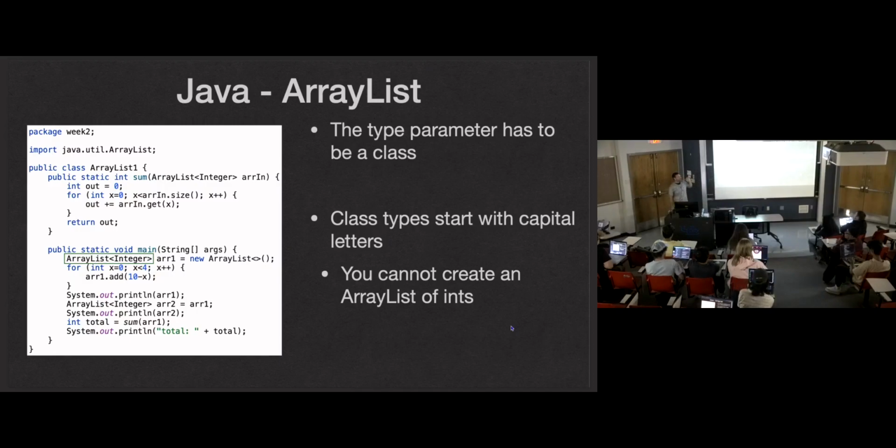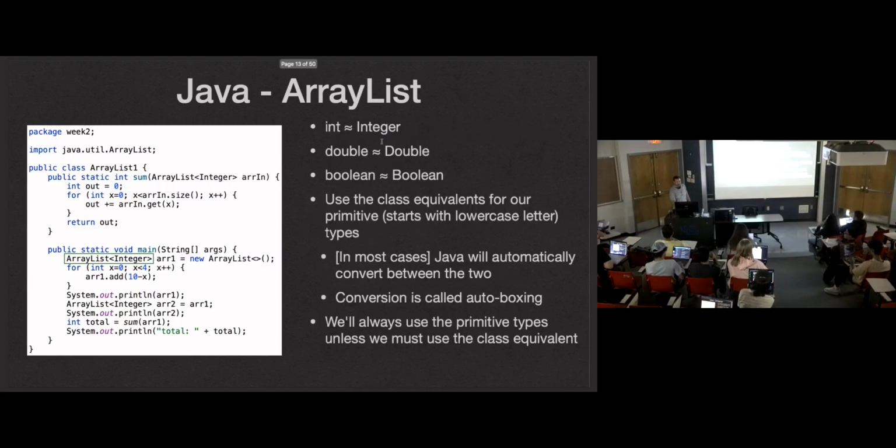Again, we'll have much longer conversations about objects and classes in week 4. But anything with a capital letter is our class type. Type parameters have to be class types. We don't have a choice. Have to be class types. So we're going to use this capital I Integer, which is the class equivalent of the primitive type int.